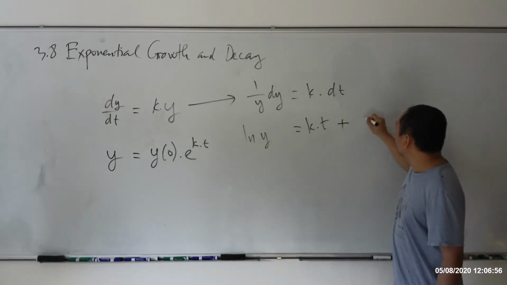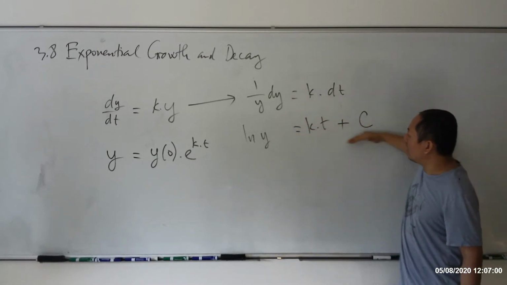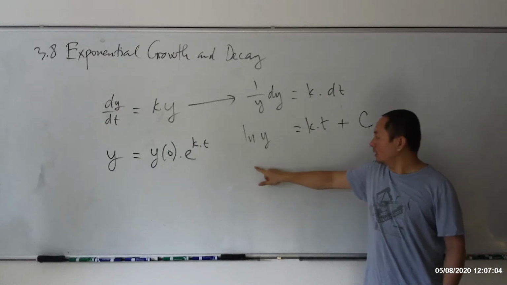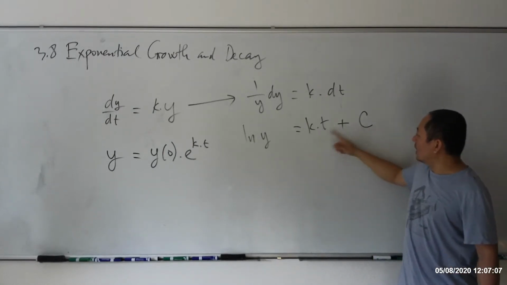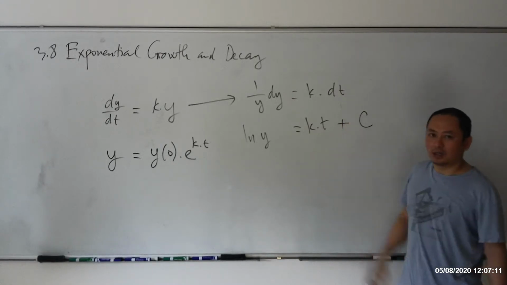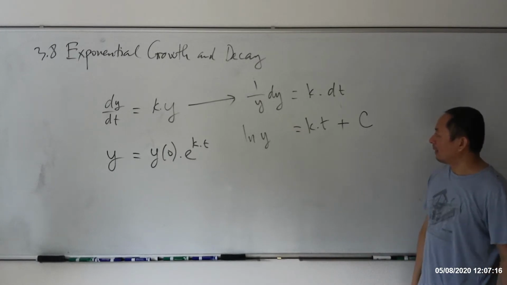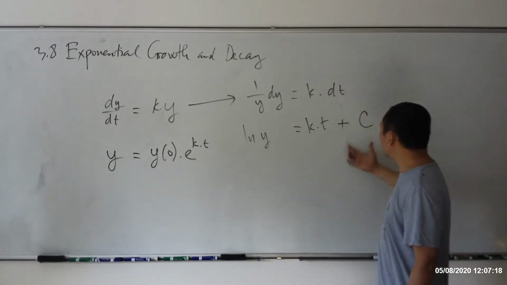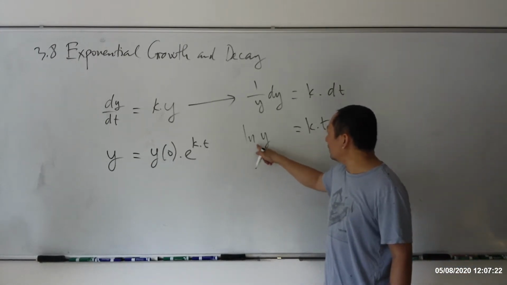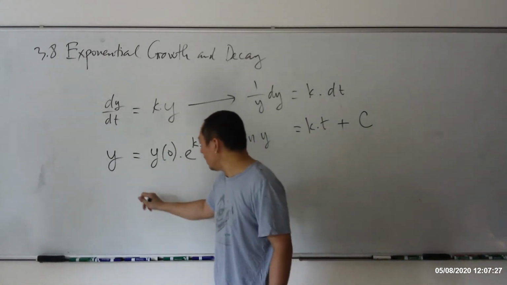And then don't forget we have a constant c. See why? Because when you differentiate both sides of this line right here, the derivative of ln of y is 1 over y dy. On the right-hand side, the derivative of kt is k times dt, right? The change of t, and then the derivative of the constant is 0. So we have ln of y on one side equal to kt plus c on the other side. And ln of y means what? Log base e.